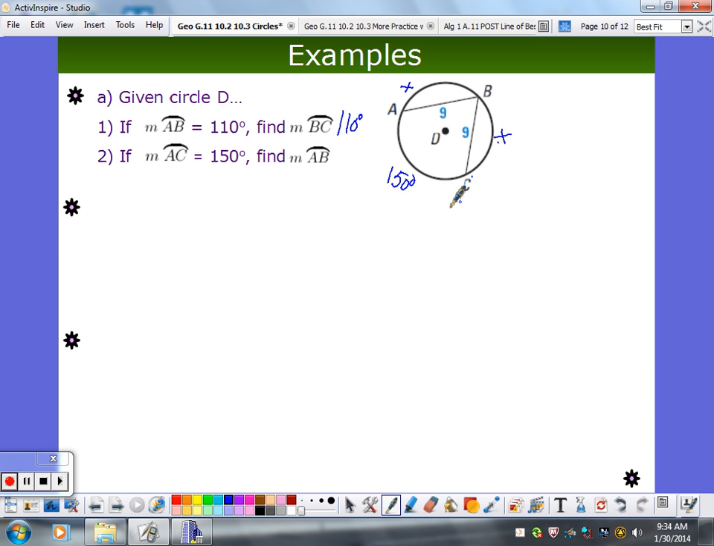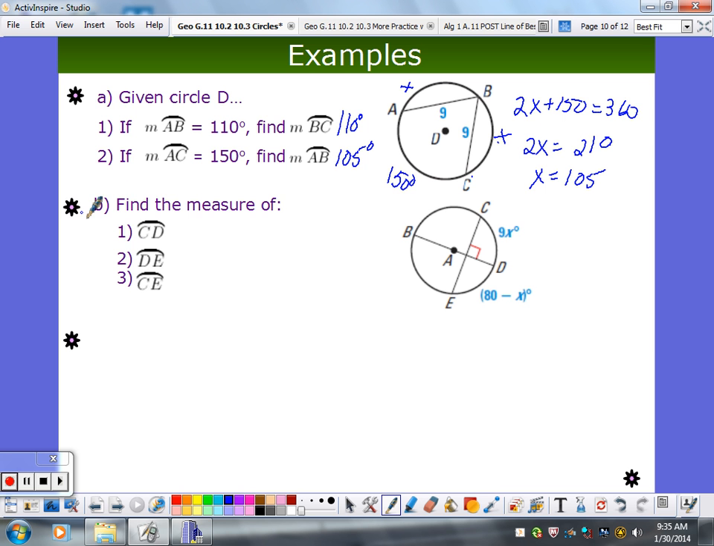What does it all add up to? 360. Okay, so that means that X plus X, or 2X plus 150, has to be 360. Let's subtract that 150. Okay, so 2X is 210, so X is 105. So AB is 105 degrees. 150 degrees. So great, that was excellent.